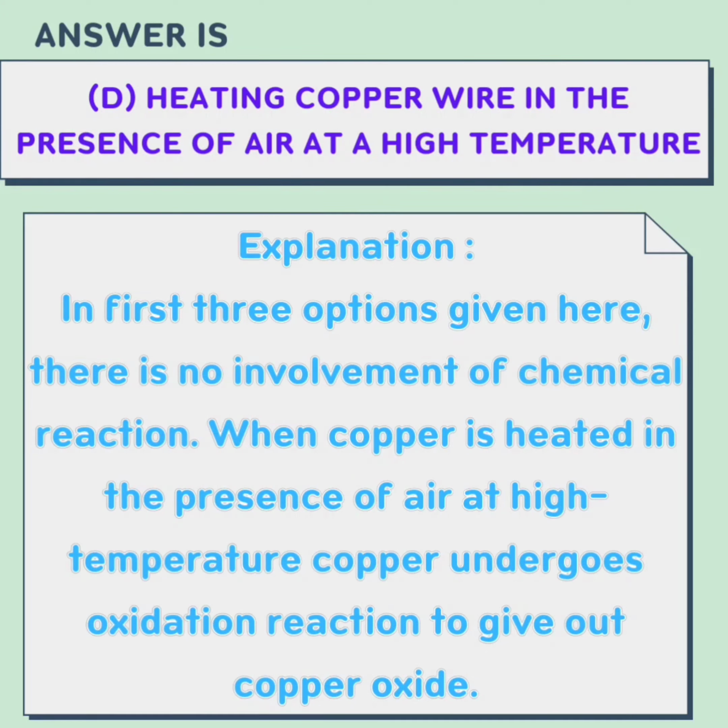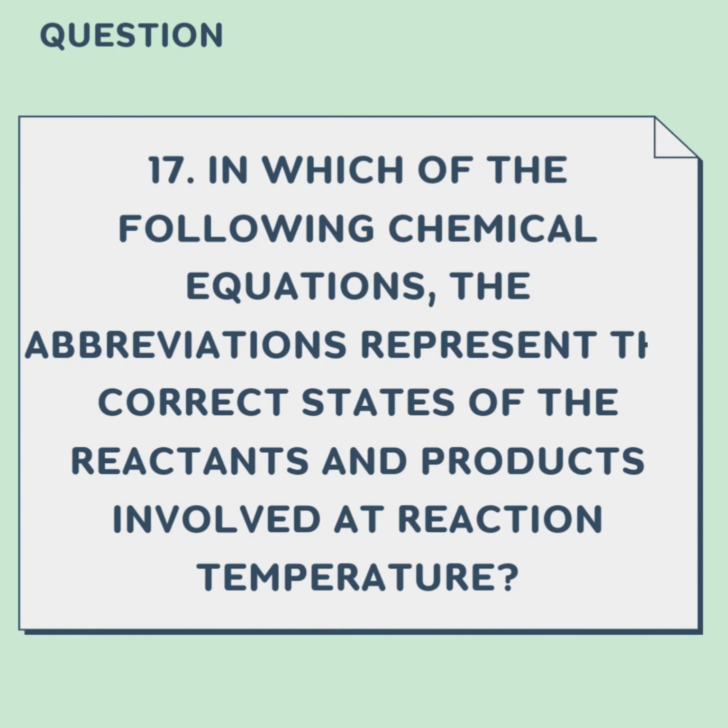Explanation. In the first three options given here, there is no involvement of chemical reaction. When copper is heated in the presence of air at high temperature, copper undergoes oxidation reaction to give copper oxide. 17. In which of the following chemical equations, the abbreviations represent the correct states of the reactants and products involved at reaction temperature?